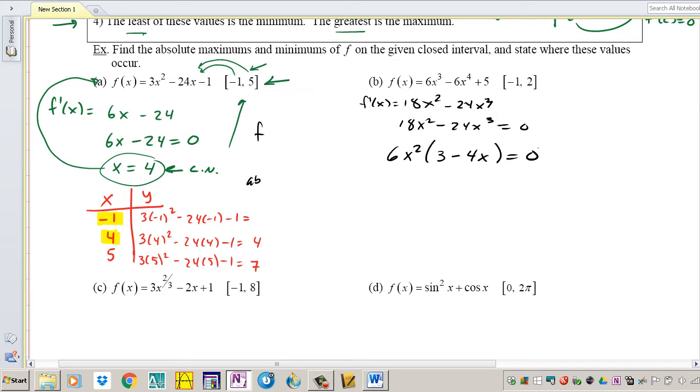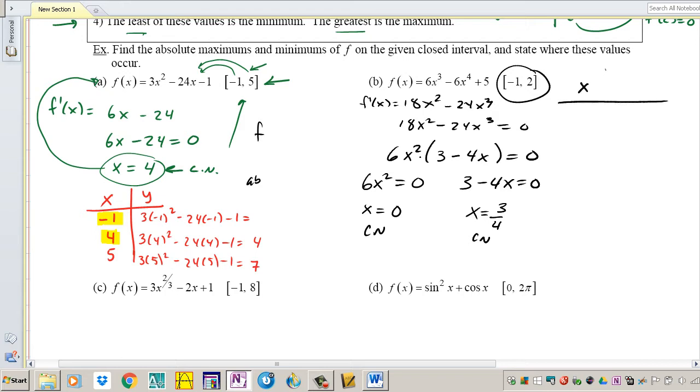Okay, yes. So when I factor 6x squared, I have now a product that equals 0, and that means I can separate and solve. Which means I'm going to have x equals 0 and x equals 3 over 4. So I have two critical numbers. These are my critical numbers. Including my endpoints, I have a total of 4 candidates, and we're going to plug all these numbers into our x and y table.